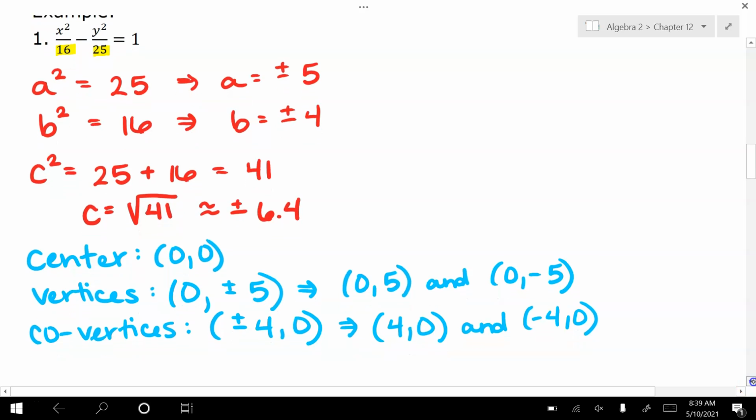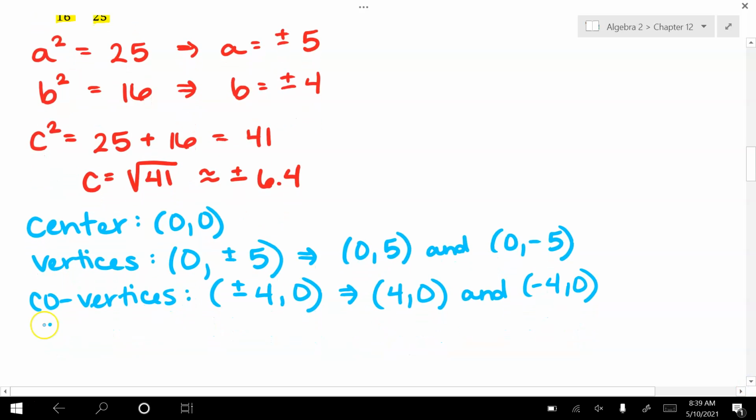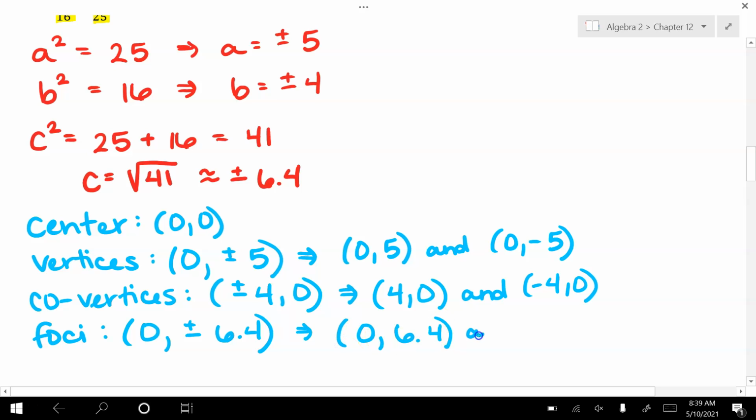And then the last thing I have is my foci, which is going to be 0 plus or minus our c. So that would be 0 plus or minus that 6.4 that we found. So again, two coordinates there would be 0, positive 6.4 and 0, negative 6.4.